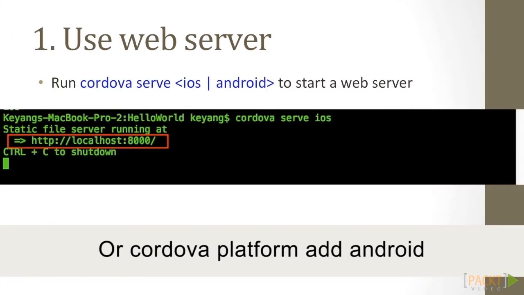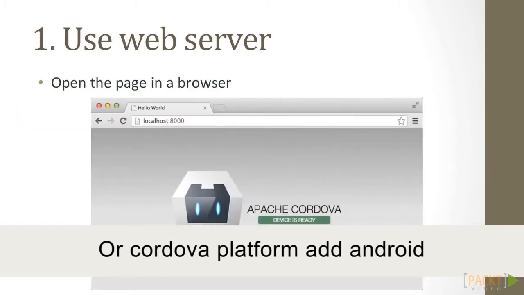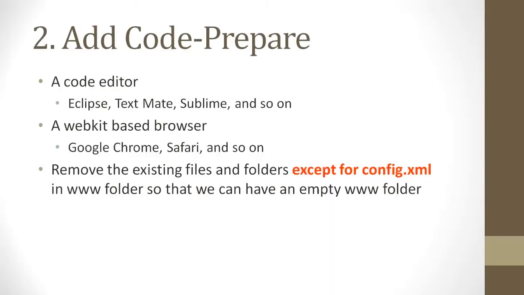Once the platform has been added, we can use the Cordova serve command to create a web server. Type in cordova serve ios. It will give you a URL where you can see your app. Open the URL in a browser and you will see the default PhoneGap app. Most of our development and debugging will be done with the help of this web server.